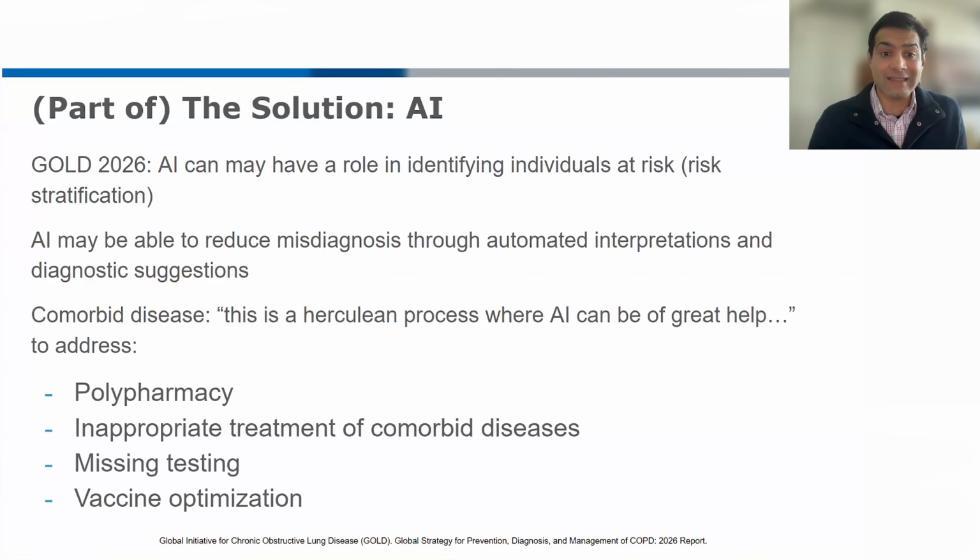And then I like the sentence from the GOLD report. This is in response to managing comorbid disease. This is a Herculean process where AI can be of great help. And it's just like Dr. Hayner said, this is not about AI telling us what to do for the patient, right? It's actually about helping defragment and connect the dots so that things can actually get done for the patient. So this is addressing everything from polypharmacy, the comorbid stuff, missing testing, just gaps in the treatment and the diagnosis, and optimizing vaccines. Next slide, please.